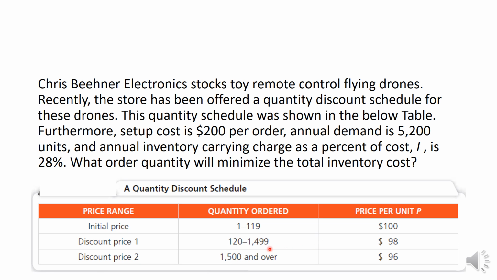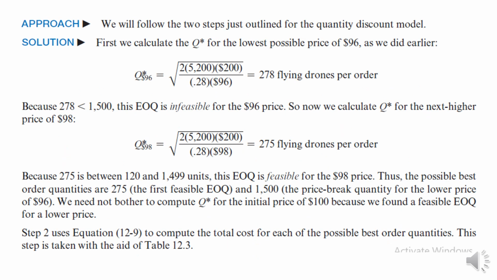When you get the discount, you have to buy from 120 to 1499. The third price, we have to buy 1500 and over. You see how we solve this problem.